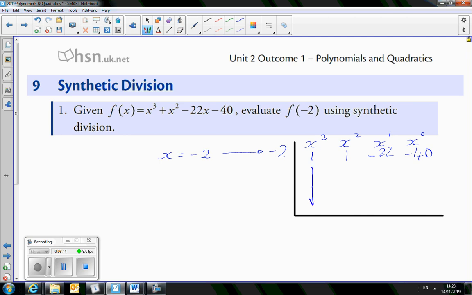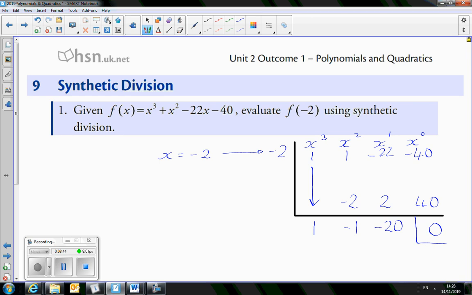So you're going to bring the 1 down. 1 plus 0 is 1. You're then going to multiply 1 by -2, which is -2. Adding them together, 1 plus -2 is -1. Multiplied by -2 is 2. Adding them together is -20. Multiplied by -2 is +40. And then that gives you a value of 0.